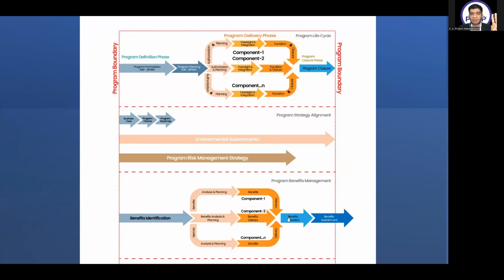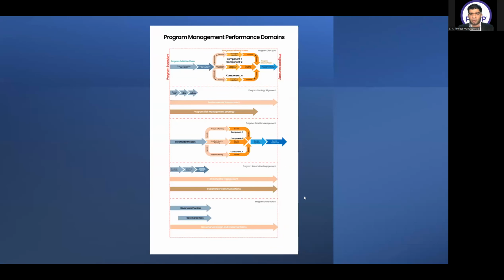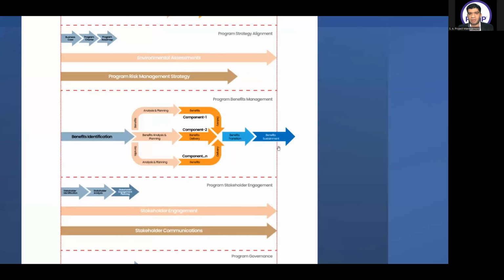This is again at the program level. All the delivery that is done will start to have benefits transition. And then we do the benefits sustainment. So if I zoom it out, benefits sustainment, this blue arrow, is the only arrow in the whole PGMP which is crossing my red line. What is my red line? It's the program boundary. So it means that benefit sustainment is the only activity which will be continued even after the program has been closed.